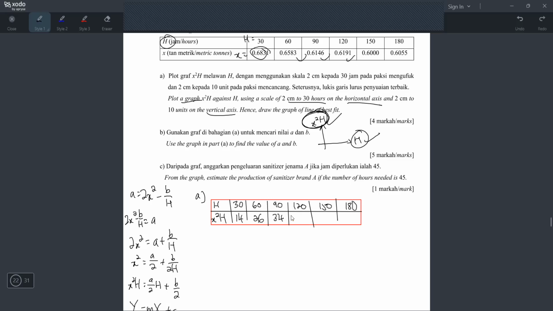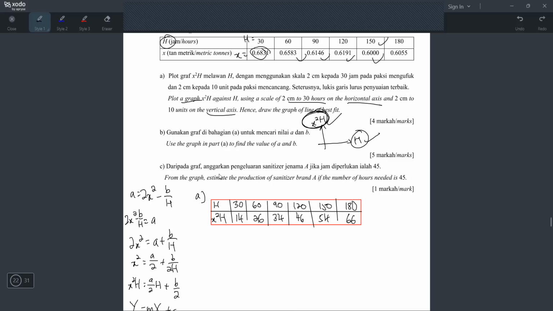Okay, 45.99. But later you have to plot, so of course it's better to write 46, right? 45.99 is 46 basically. And then 0.6 squared times 150. Okay, 54. And then the next one, 0.6055 squared times 180. Okay, 65.99. But later you have to plot this point, so it's better to just round it off to 66, right?